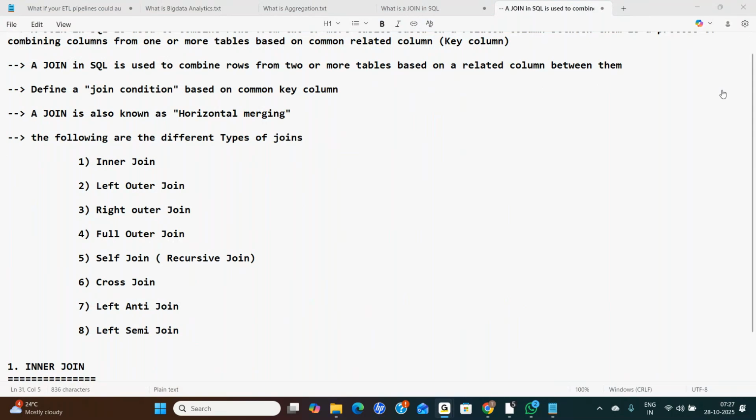And Uma, you're trying to say something? Yeah, same thing, only matched records we will get. So all of you agree, only matched records? Yes, very good.